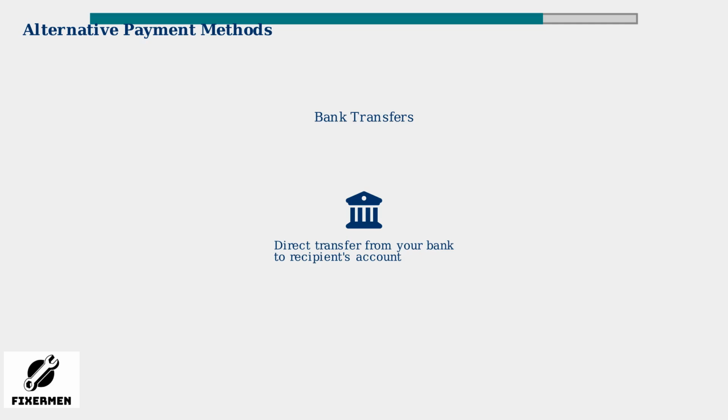If your Cash App account remains restricted for an extended period, consider using alternative payment methods. These options can help you continue sending and receiving money while resolving the restriction issue. Popular alternatives include Venmo for quick person-to-person payments, PayPal for online purchases and transfers, and Zelle for bank-to-bank transfers through participating banks. Another option is direct bank transfers.